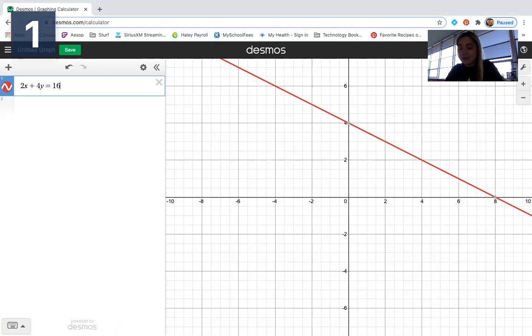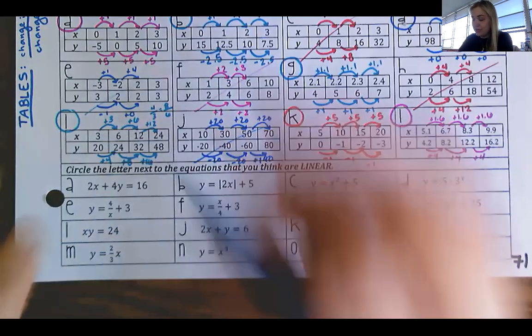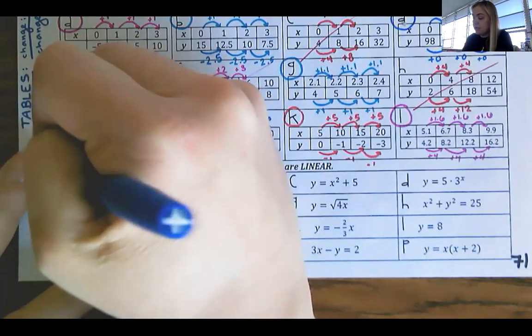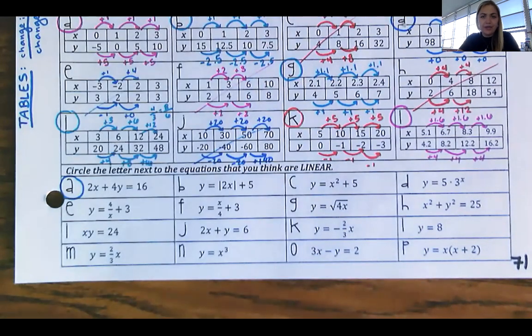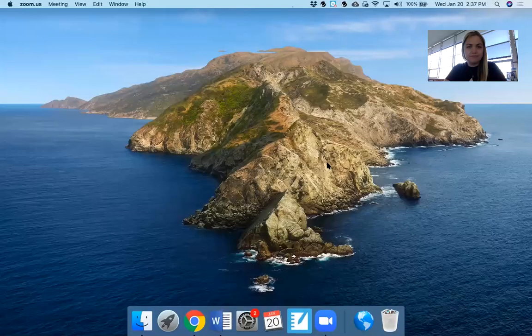And because it was a straight line, we are going to circle it. That was definitely linear. Okay, let's look at another one. The second one, we're going to type it into Desmos.